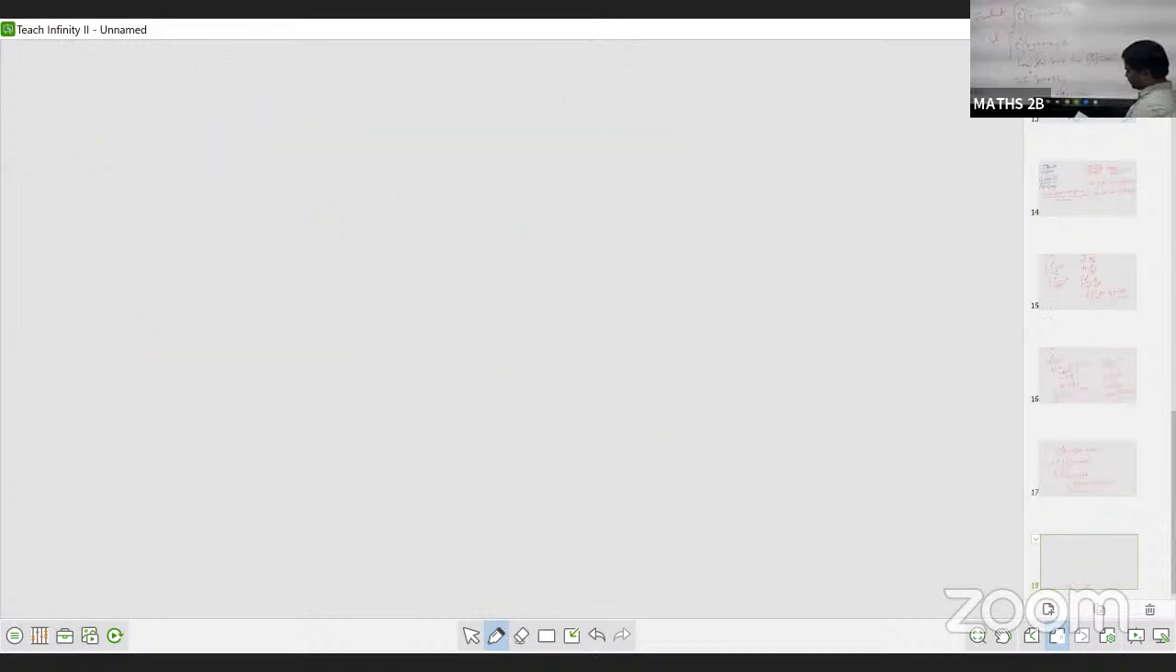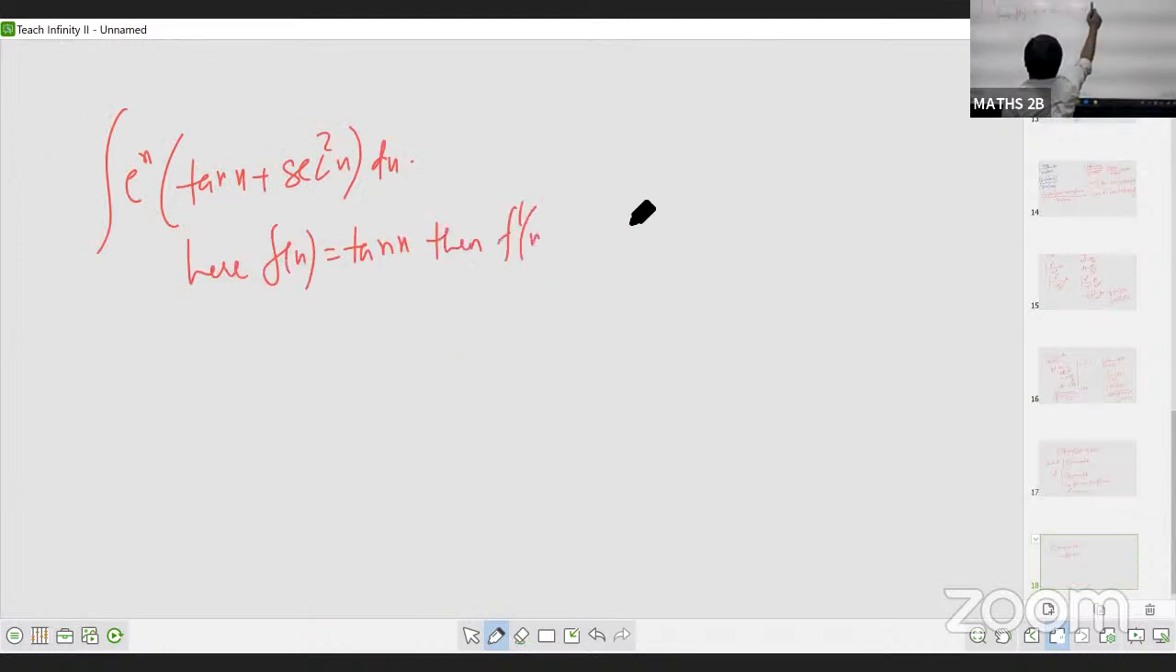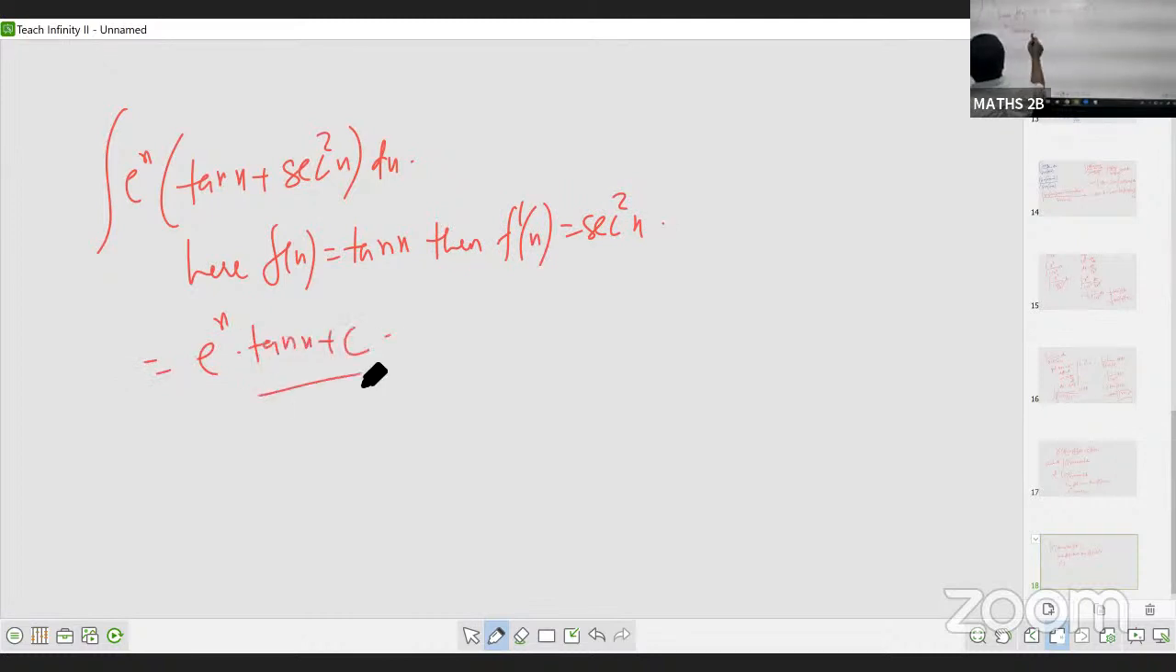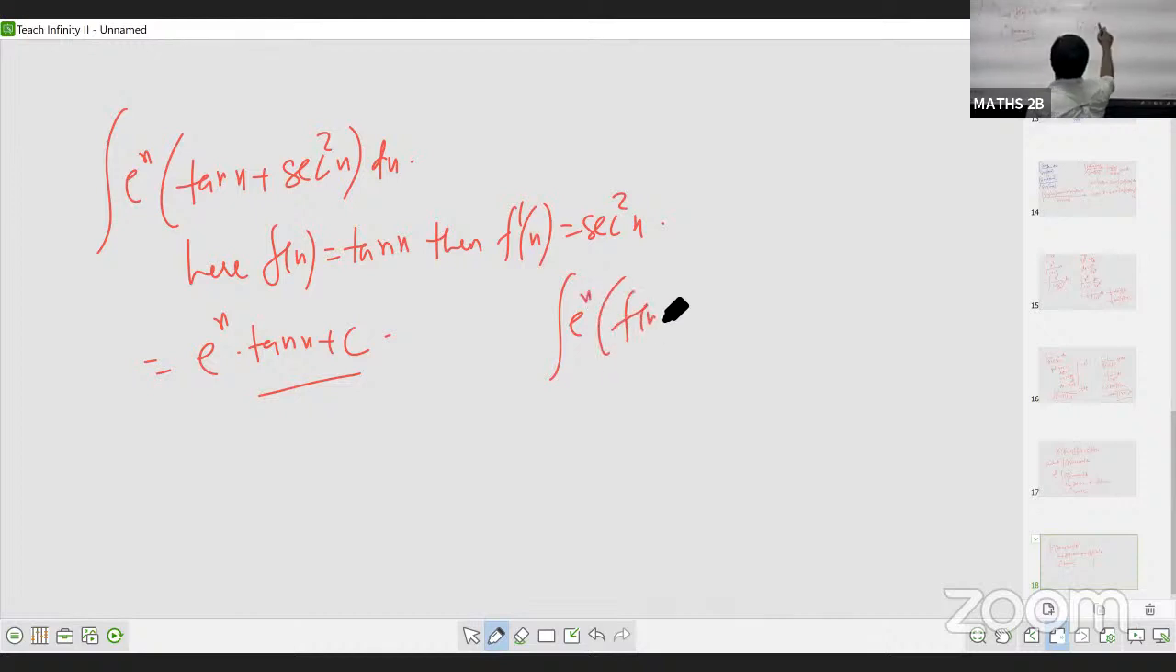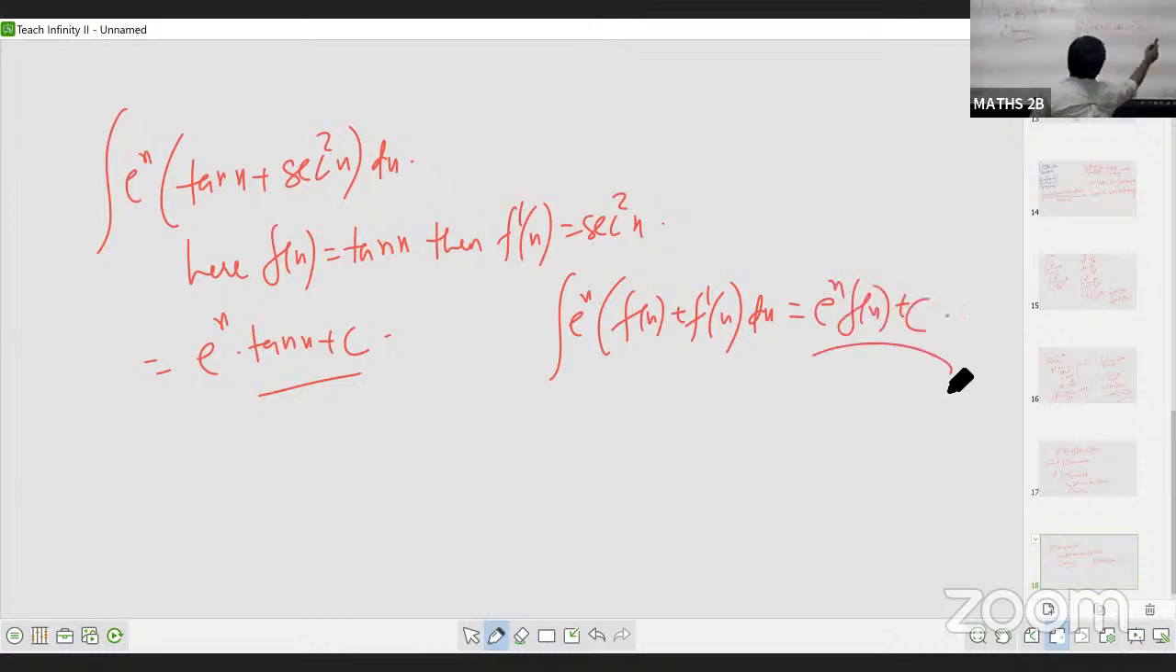Then your f dash of x is secant square x. Correct? So e power x into f of x. Based on that formula, you write e power x into f of x plus f dash of x dx is e power x into f of x plus c. That is only another formula. One more.